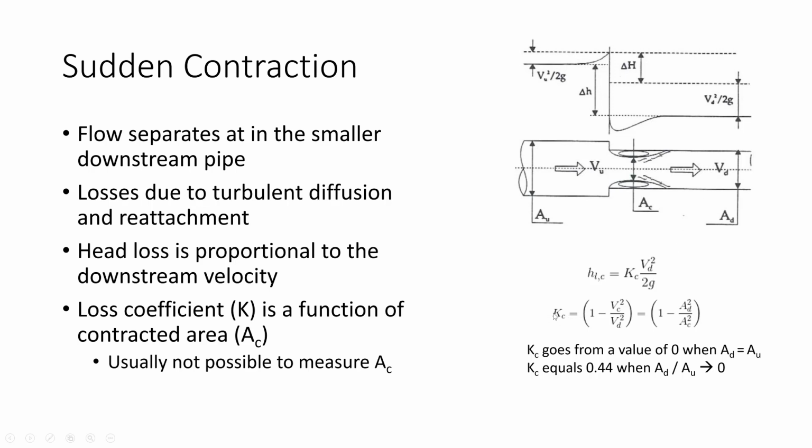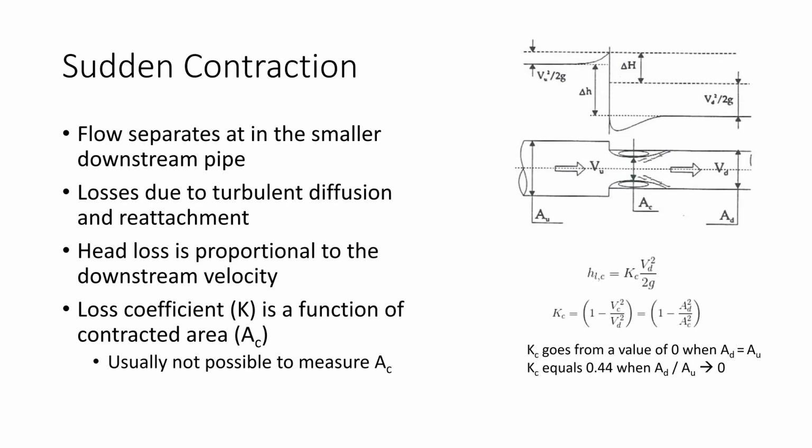And we can also calculate that the head loss coefficient is a function of the velocity of the contraction, V sub C, and then the velocity of the downstream pipe. Of course, it's not possible to measure values of A sub C, so Kc has to be empirically determined. And when my upstream and downstream diameter pipes are the same, then my AC term becomes equal to 0.